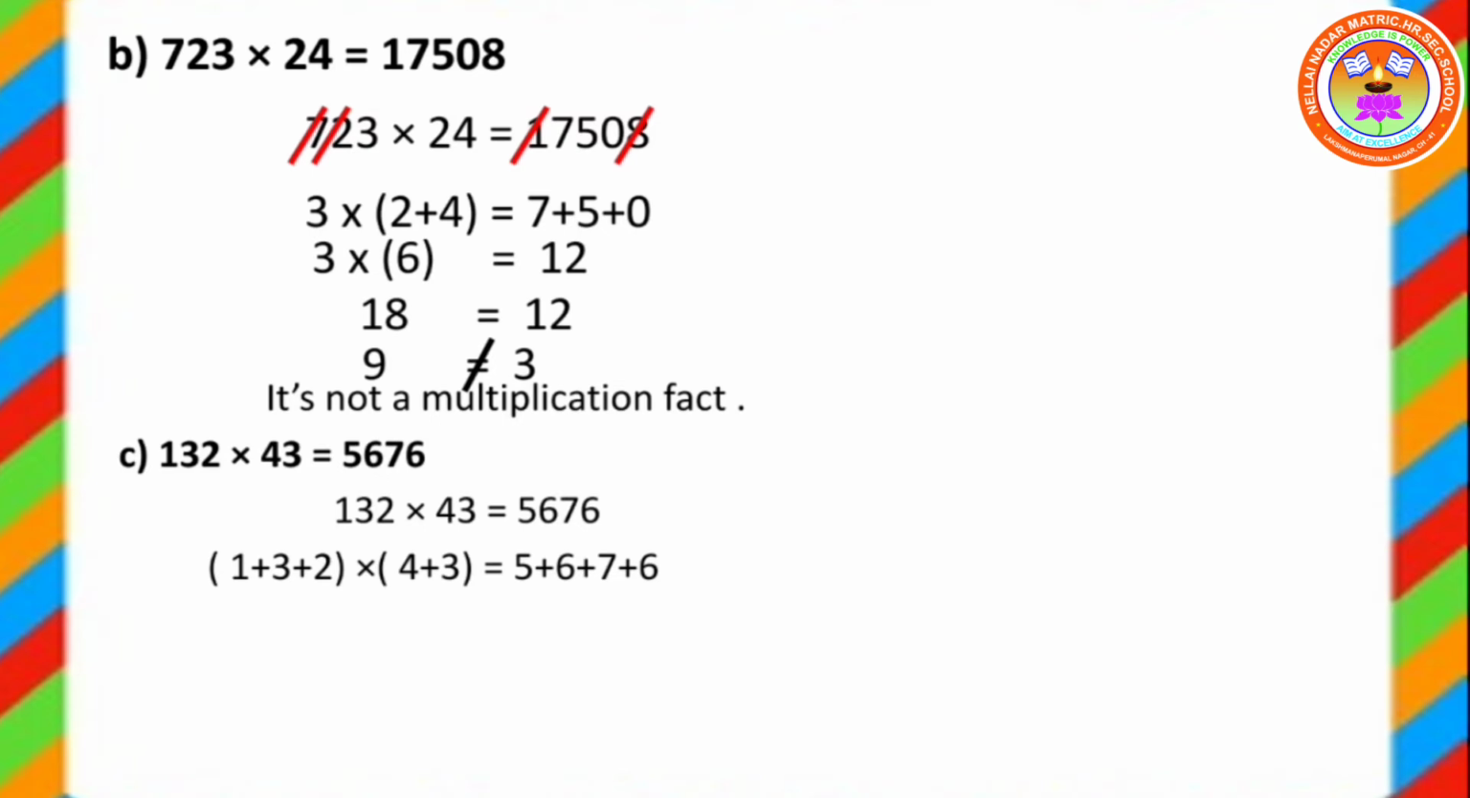1 plus 3, 4. 4 plus 2, 6. 4 plus 3, 7. 5 plus 6, 11. 11 plus 7, 18. 18 plus 6, 24. 6 sevens are 42 is equal to 24. 4 plus 2, 6. 2 plus 4, 6. 6 is equal to 6. It is a multiplication fact.